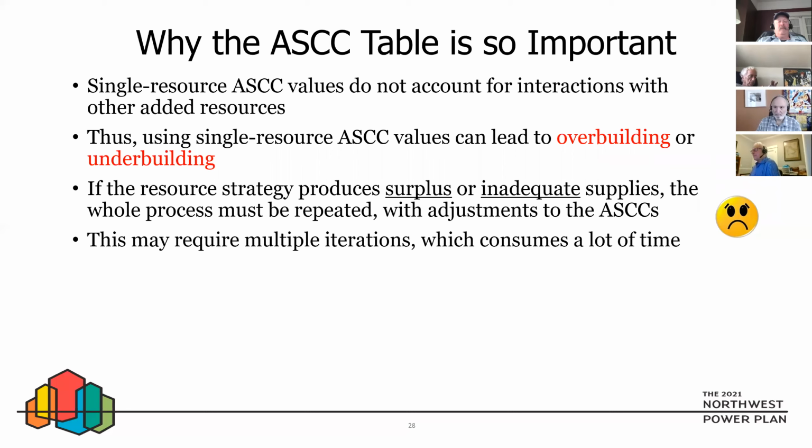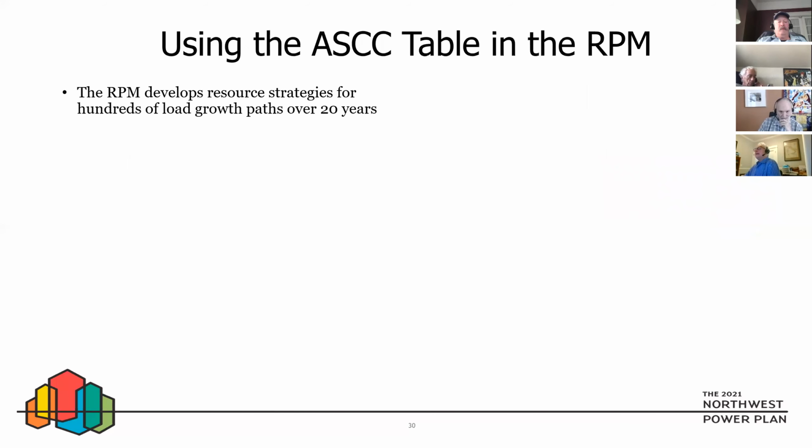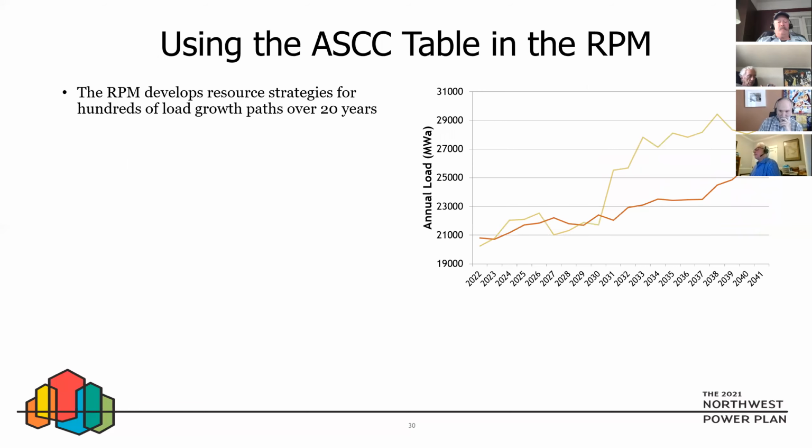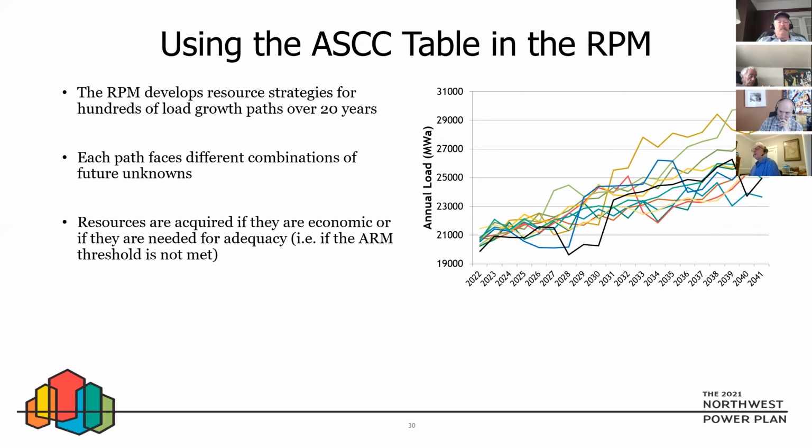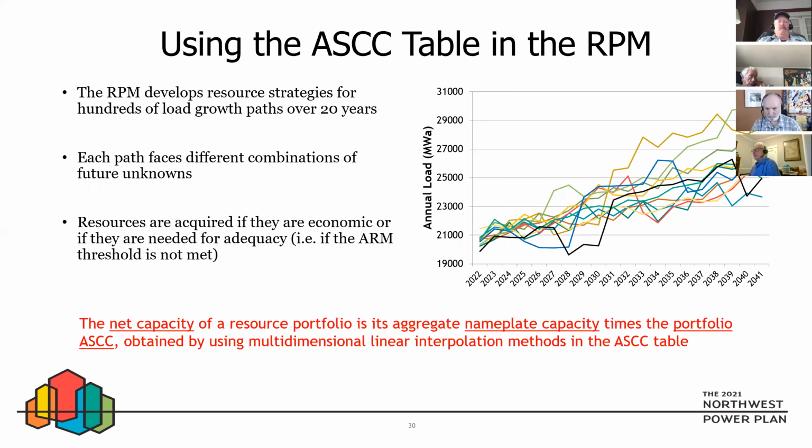The idea is that the regional portfolio model, and I think I have an example here, looks at many load paths from 2022 to 2041. For each load path, it faces different combinations of future unknowns. As I said before, resources are acquired either because they're economic or because they have to meet the ARM requirement. What the RPM does is it says, I know I need X amount of capacity to meet the ARM requirement, and I'm going to pick this combination of resources. Is that going to be sufficient? It goes to the ASCC table, does a multidimensional linear interpolation to pick up what the capacity value is, and then it will add sufficient resources to meet the ARM requirement.